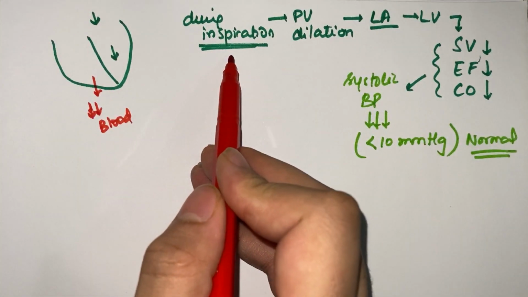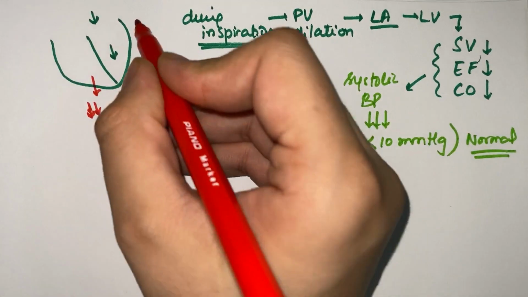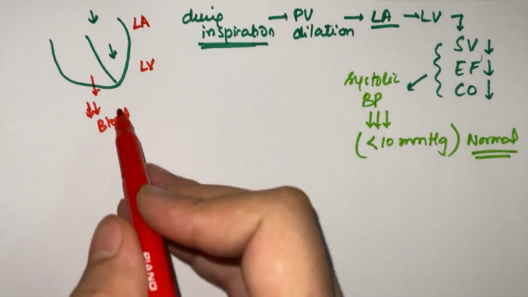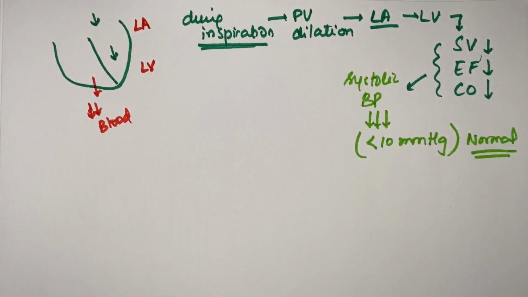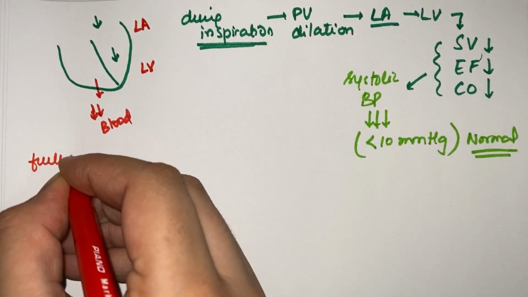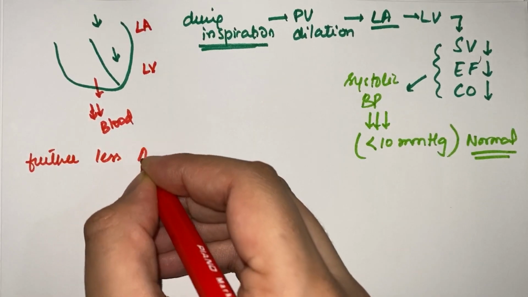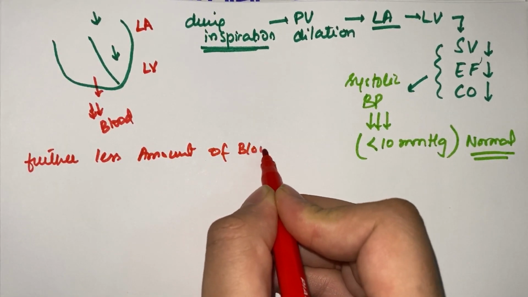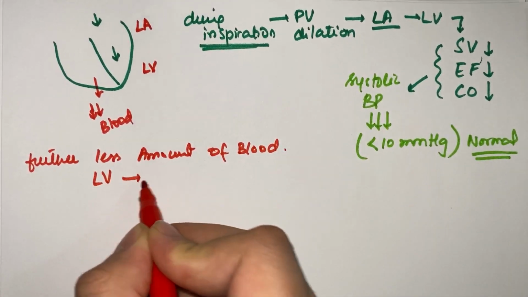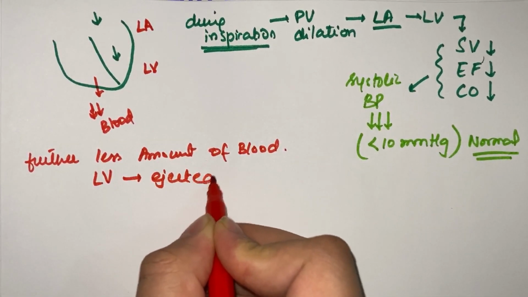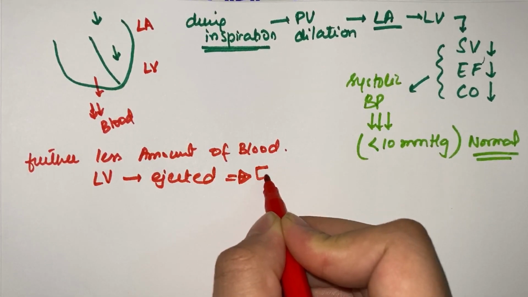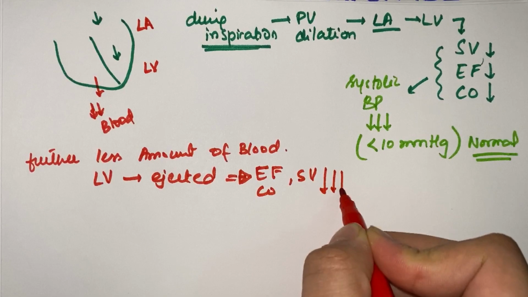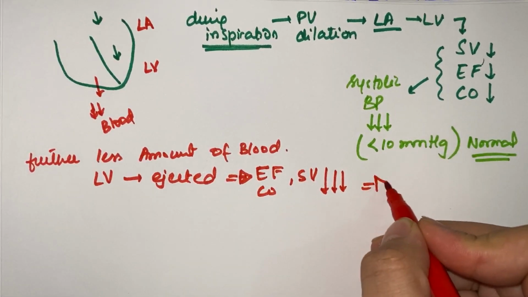Already during inspiration, less blood is going to the left atrium and the left ventricle, and in this particular condition, further less amount of blood will be coming to the left ventricle and hence ejected. So when the ejection fraction, cardiac output and the stroke volume are further reduced in this state, what will happen?